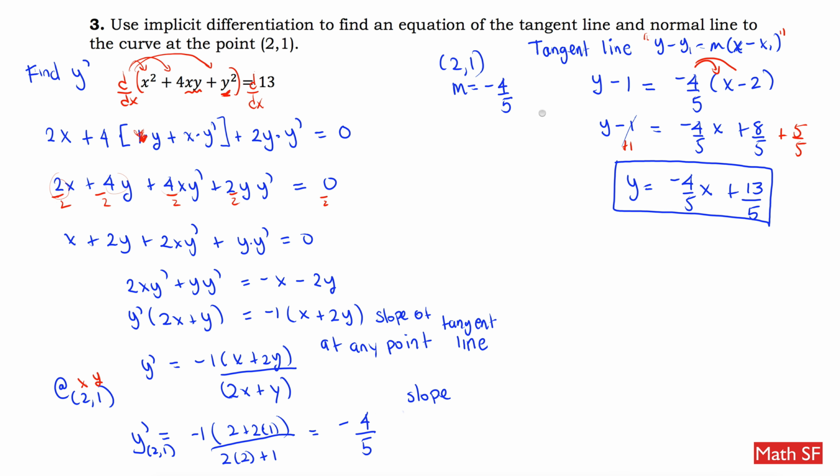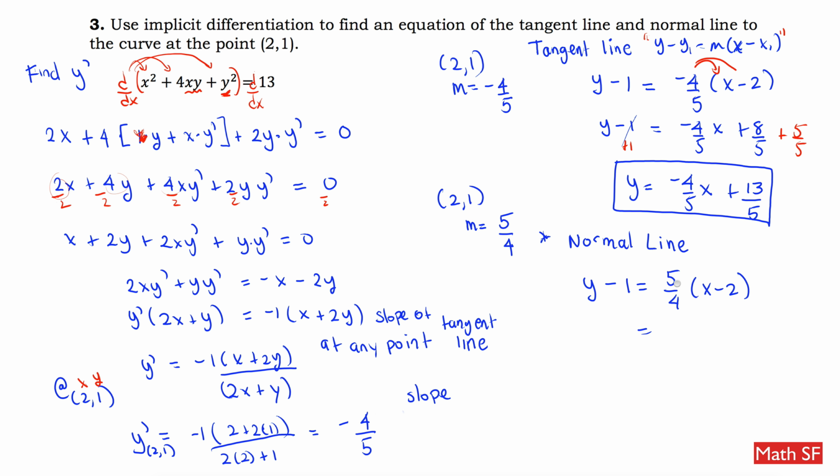So this is going to be your equation of the tangent line. Now let's do the equation for the normal line. Recall that the normal line is the perpendicular line, so its slope is going to be the negative reciprocal of the tangent slope, which is going to be 5 over 4, and at the same given point. So I'm going to use my formula. It's going to be y minus 1 equals 5/4 times (x minus 2).